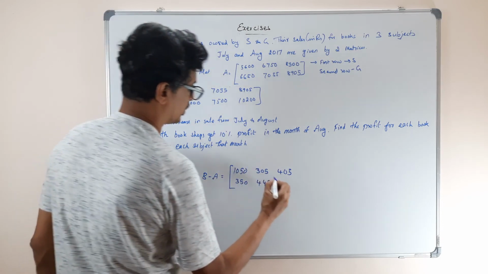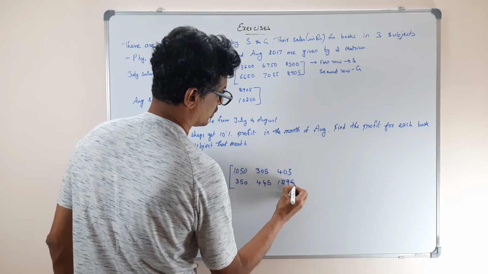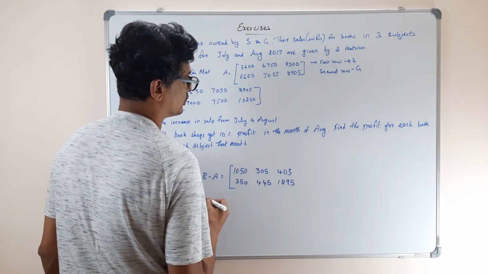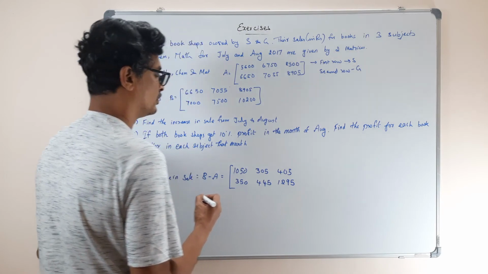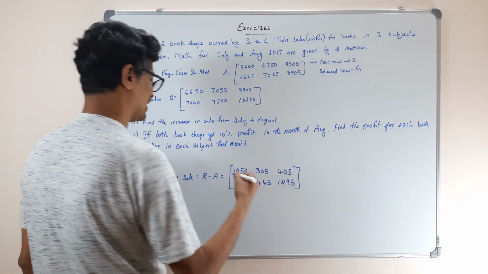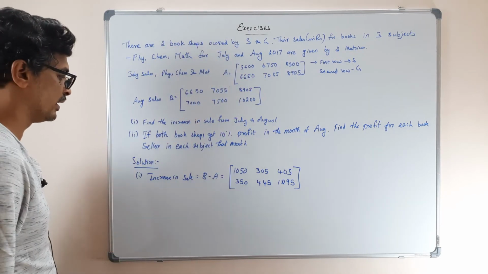1295. Sure? I guess I can check. That's correct. Okay, fine. Anyway, you can check it later also. You just have to subtract these two. So that's your increase in sales.